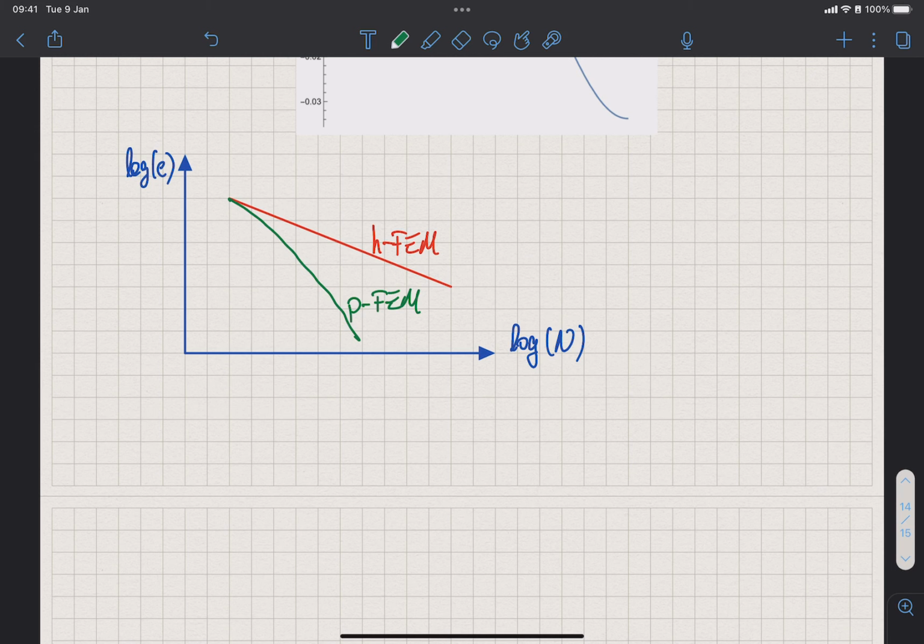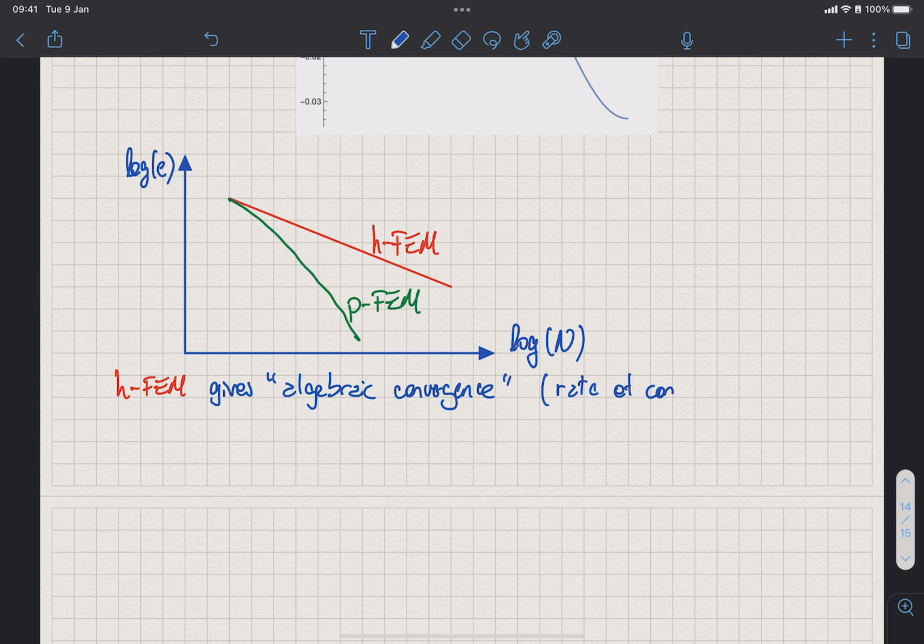So we actually have fancy names to say the same thing. h-FEM gives what we call algebraic convergence rate. And that essentially just says that the rate of convergence, which is given by the slope of this line, is constant, regardless of the number of degrees of freedom.